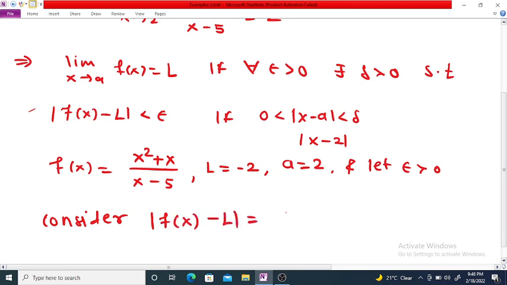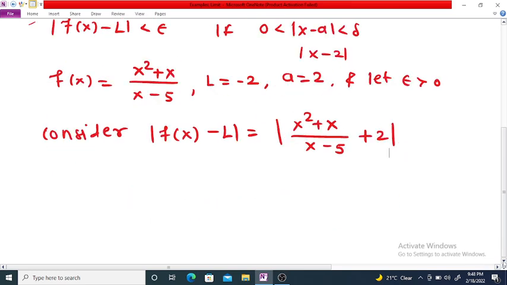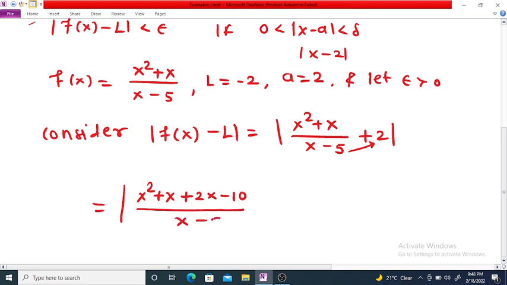So consider f of x minus L, which is equal to (x square plus x) divided by (x minus 5) minus L. So minus minus becomes plus, plus 2. If we simplify this expression, we multiply x minus 5 into 2, so it is twice x minus 10, divided by x minus 5. Now x plus twice x is equal to x square plus thrice x minus 10, divided by x minus 5.